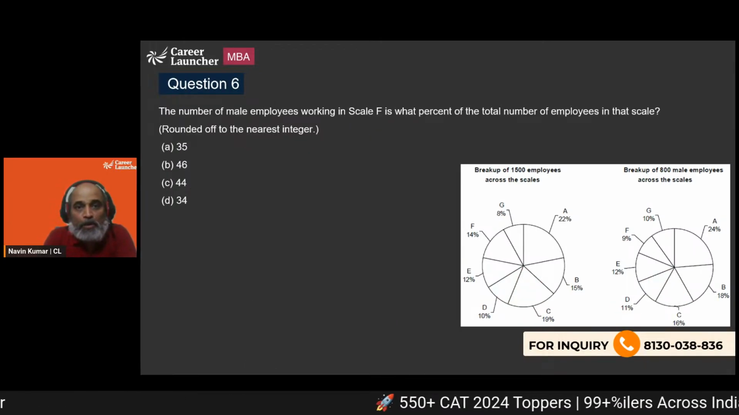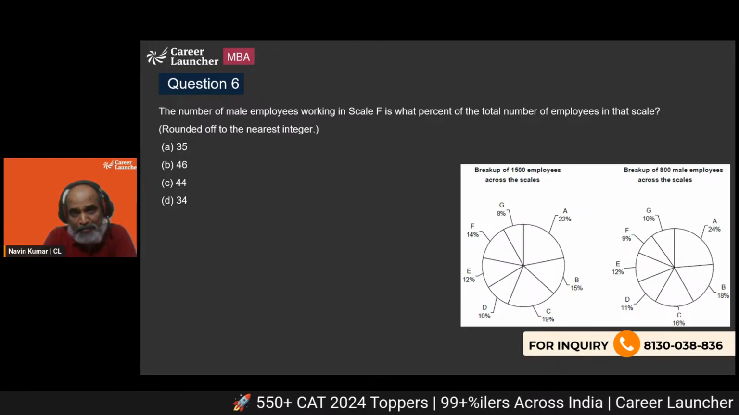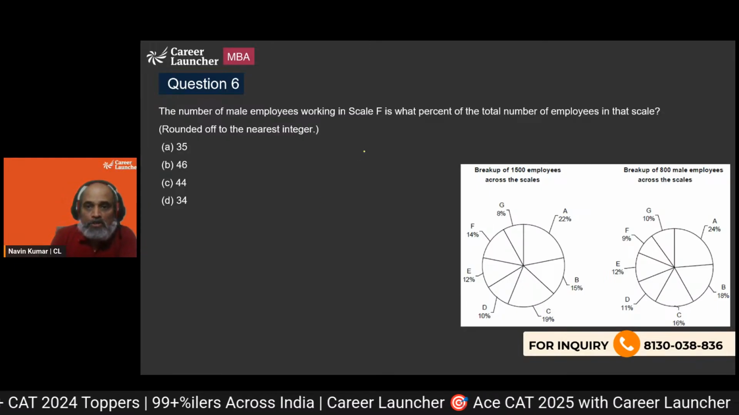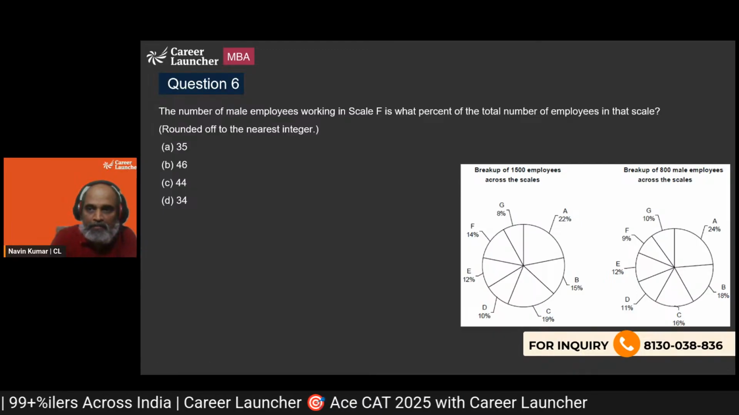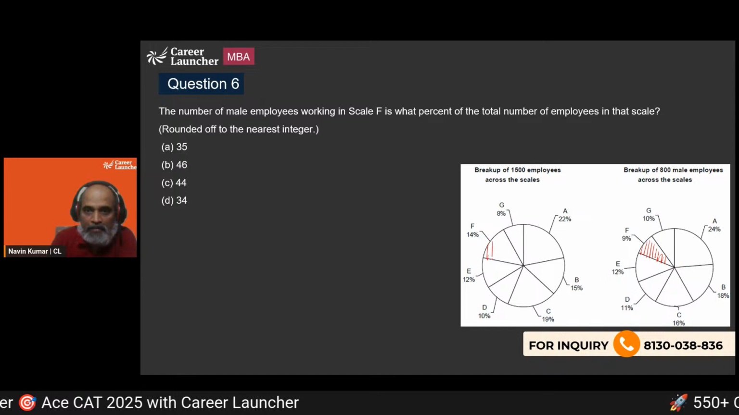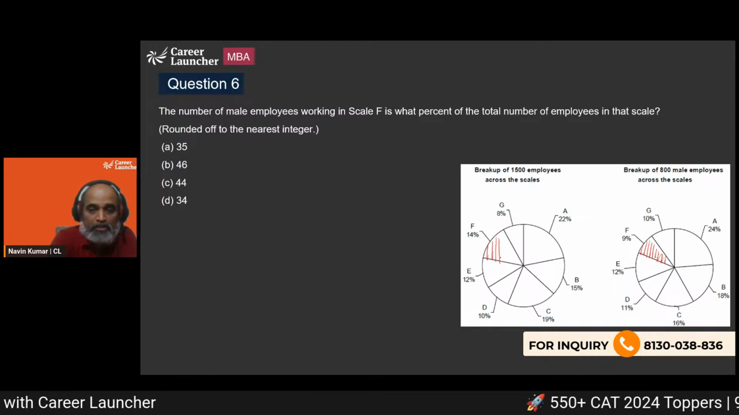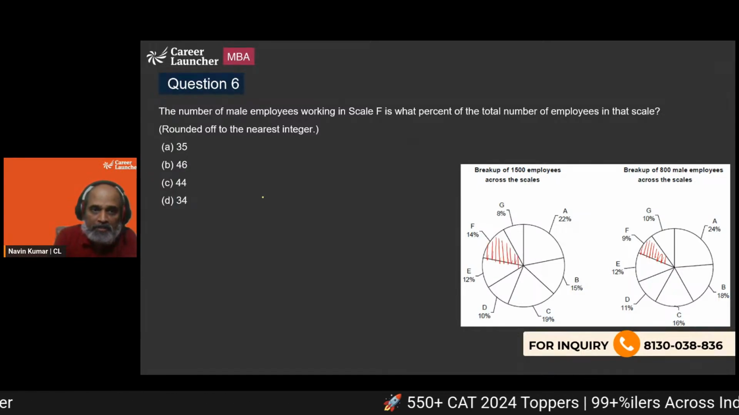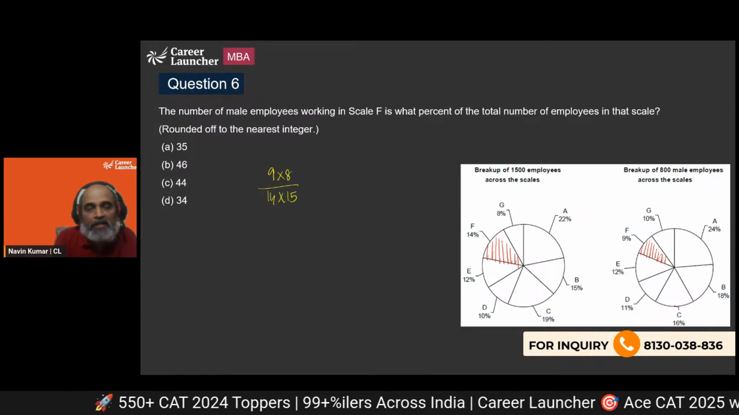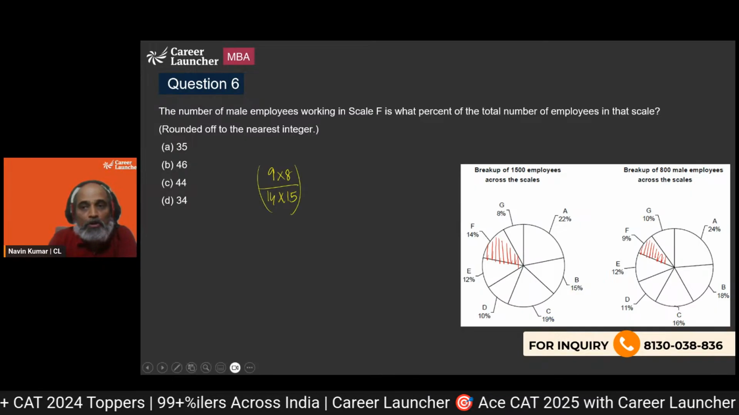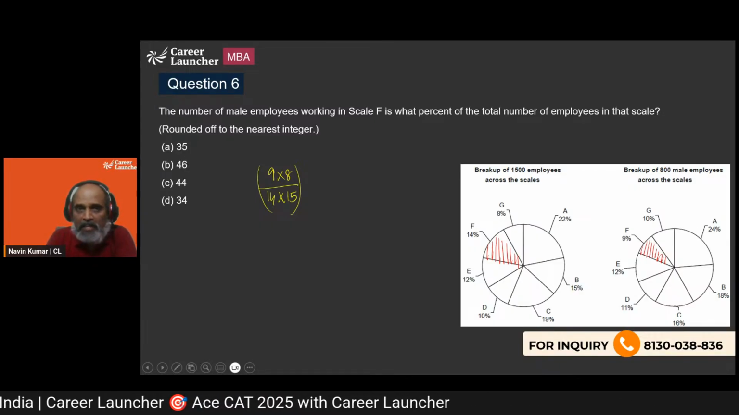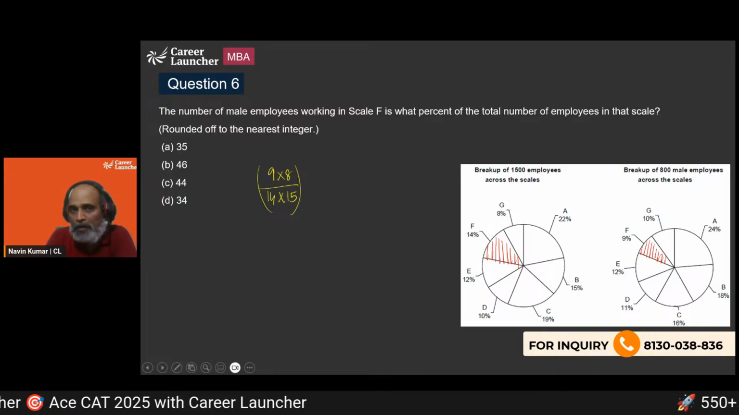The number of male employees working in scale F is what percentage of total employees in that scale? So if you look at scale F, the number of male employees we have is 9%, and the total we have is 14%, right? But it's not just 9% and 14%. It's basically 9 times 8 and 14 times 15, right? I'm not going to write percentage and 800 because zeros will cancel out. Similarly, 14% and 1500 won't make sense.